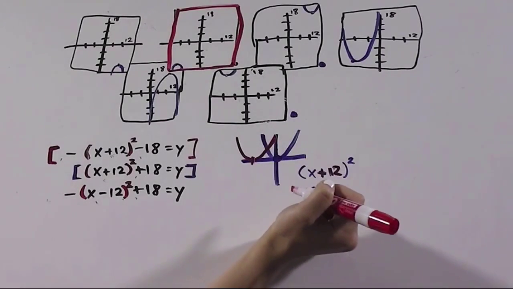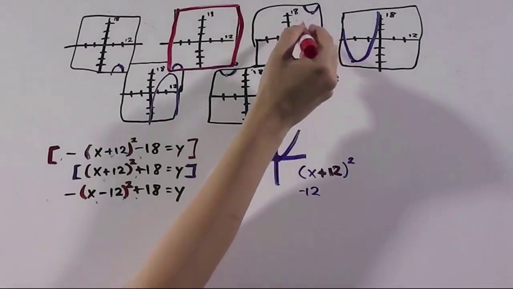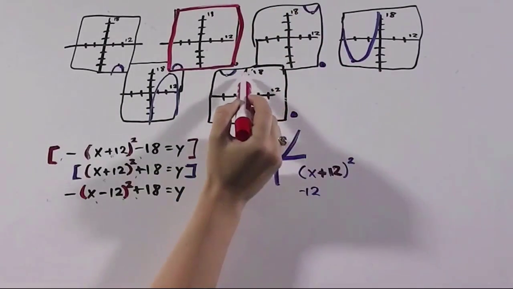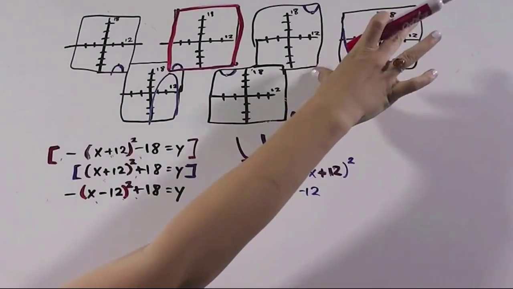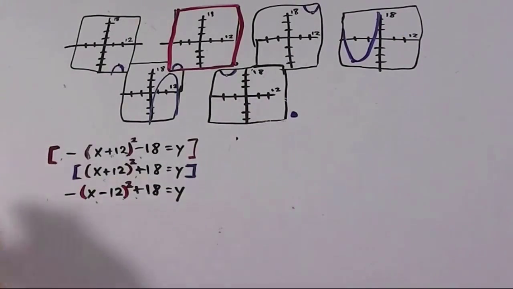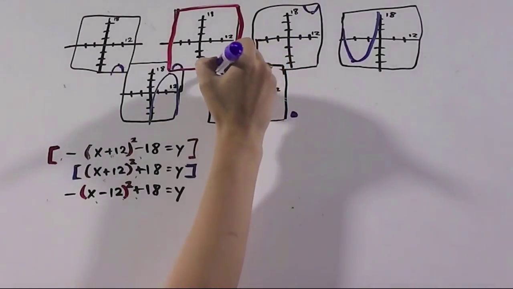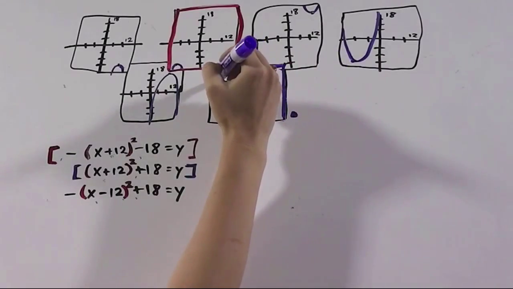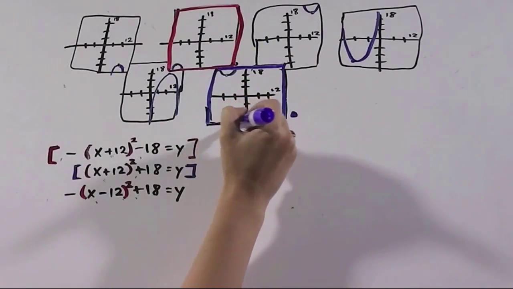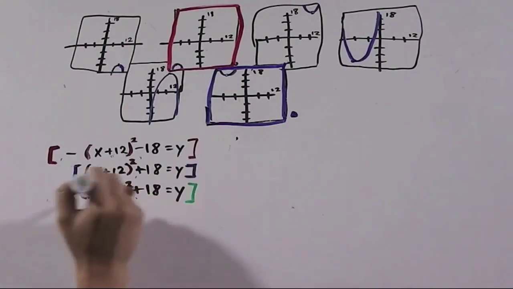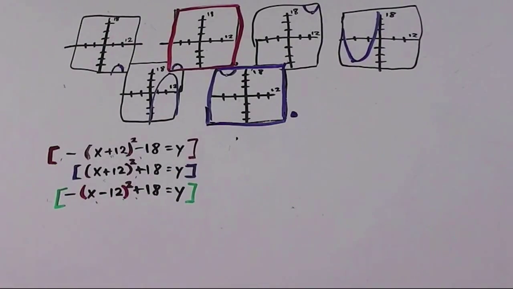by 12. So which one of these has been scooted to the left? This one looks like it's been scooted to the right, and this one has been scooted to the left. So this is our final answer for the second equation. Let's put a square around that as well. Nice blue square. And finally, let's label this one green, and let's figure out which graph represents this function.